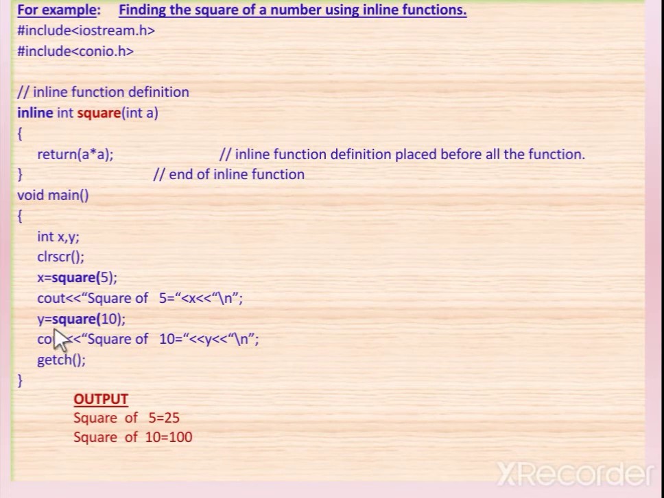Same function here, y is equal to square of 10. Let me call the same function here. Again I am substituting the same body of the inline function in the place of the function call. I am passing an argument value 10 that returns a value a into a, which is equal to 100. So y is equal to how much? 100. So this is how an inline function works.